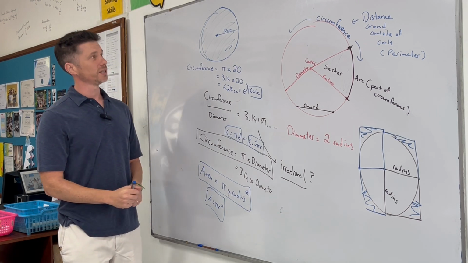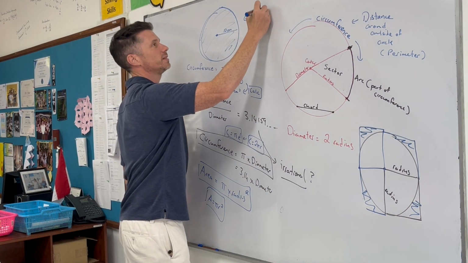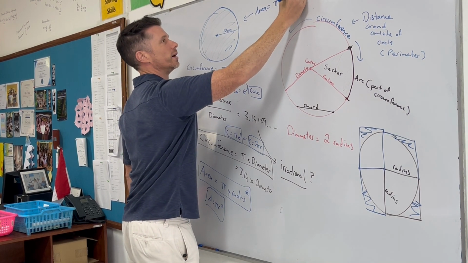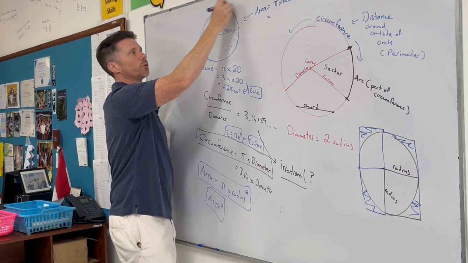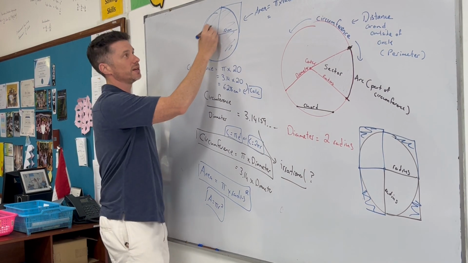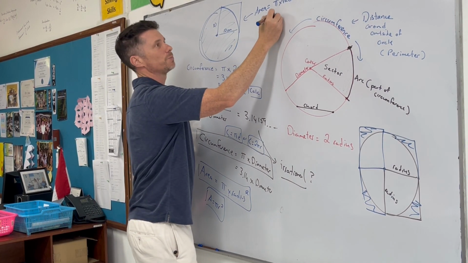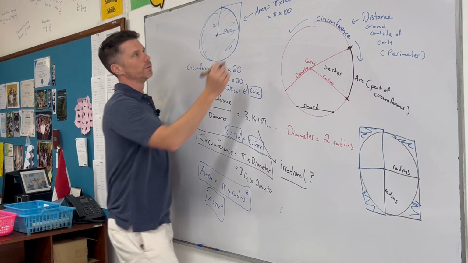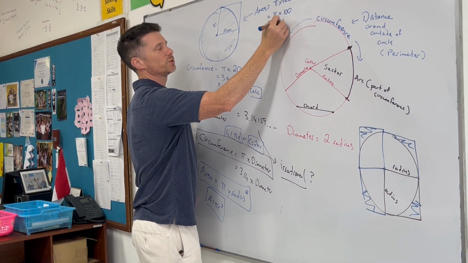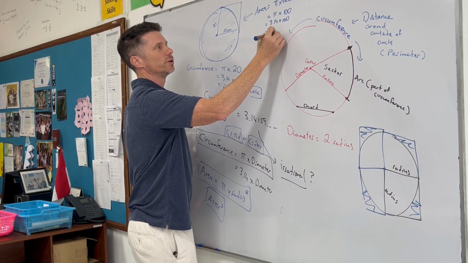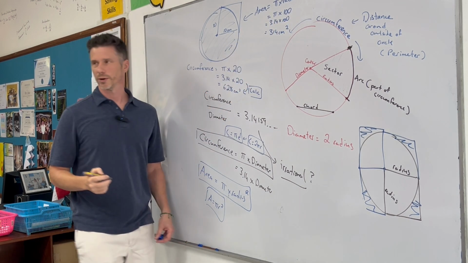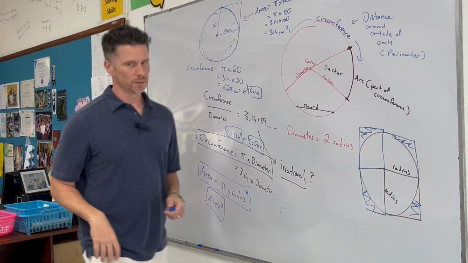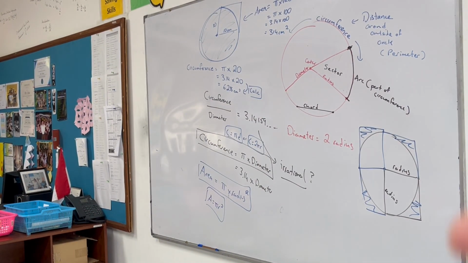Now what's the area of this same circle? The space inside is going to be pi times the radius squared. Now the radius squared is this square of 100, 10 times 10. So it's pi times 100, which is 3.14 times 100, which is approximately 314 centimeters squared. Okay? Very good. So make sure you have the formulas taken down.